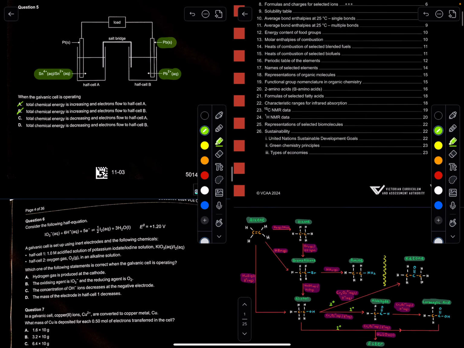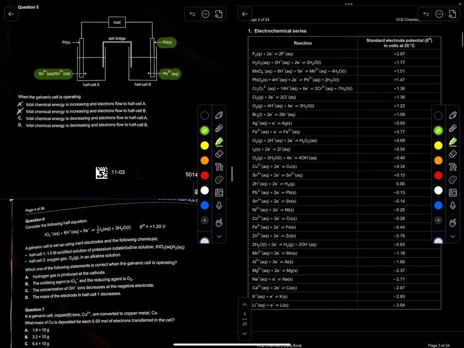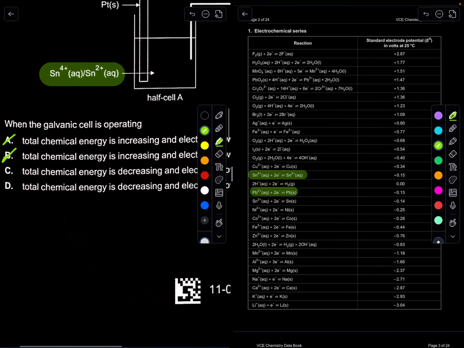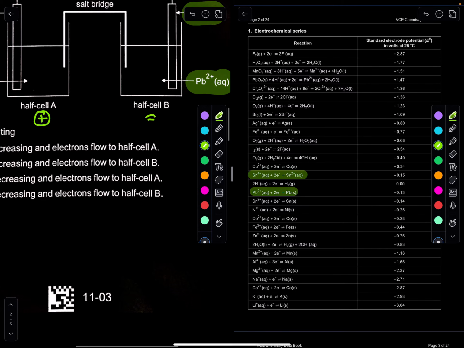Go up here. Okay, so we have this one over here. That's the one. And we also have Pb, which is this one, Pb to Pb solid. The highest one is going to be reduced. So this one over here becomes reduced, hence becomes the cathode, which is positive. So this half cell here becomes a positive charge. This becomes a negative charge.